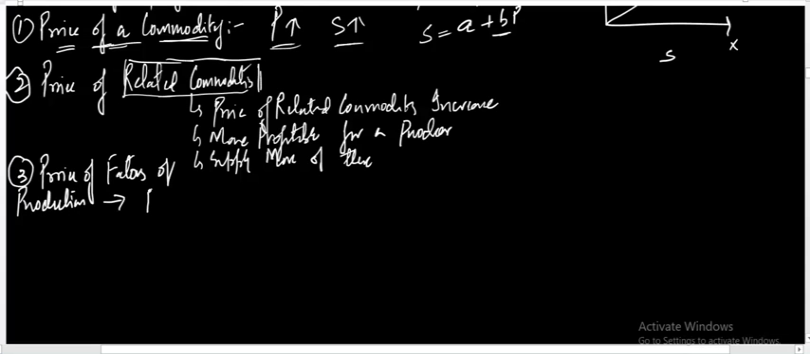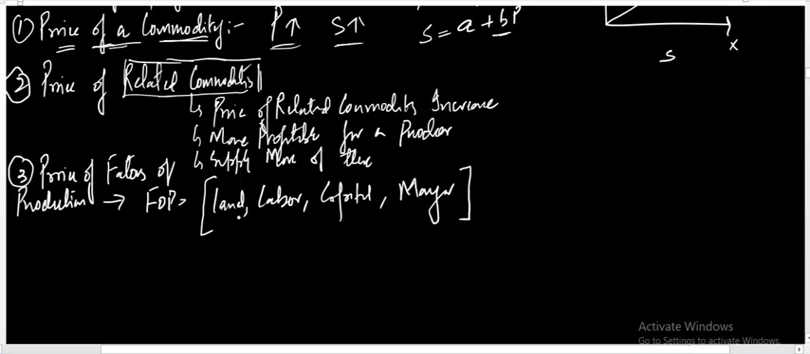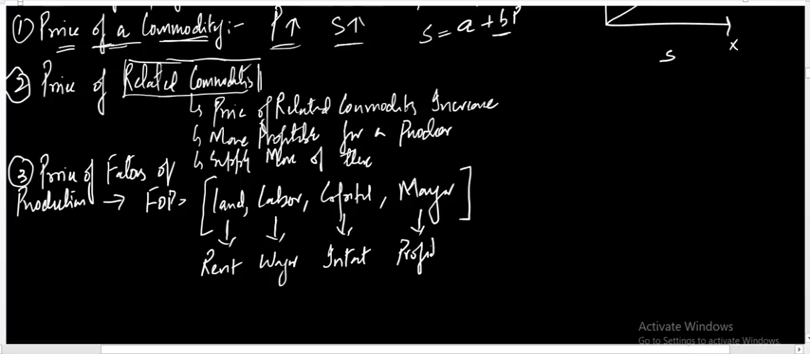Now let me talk about a third factor, that is the price of factors of production. Now these factors of production are normally land, labor, capital, and manager. Now, for land, we have to pay a rent. For labor, we have to pay wages. For capital, we have to pay interest. And for manager, we have to pay the profits. So these are the costs of the factors of production.